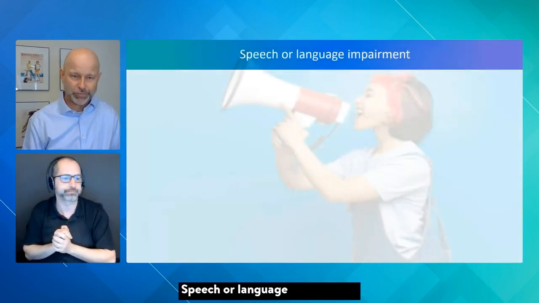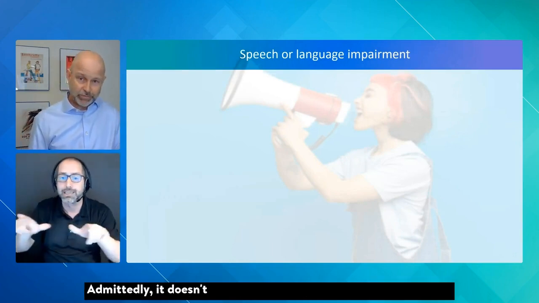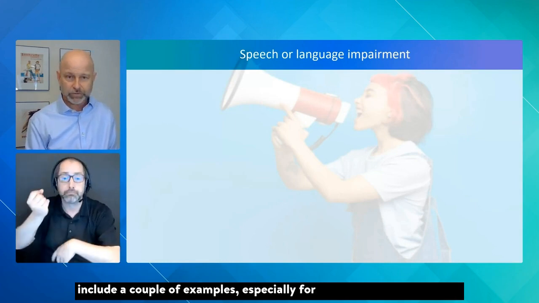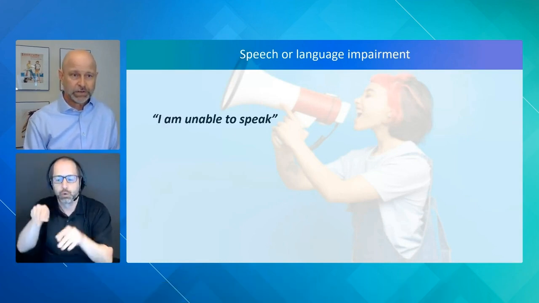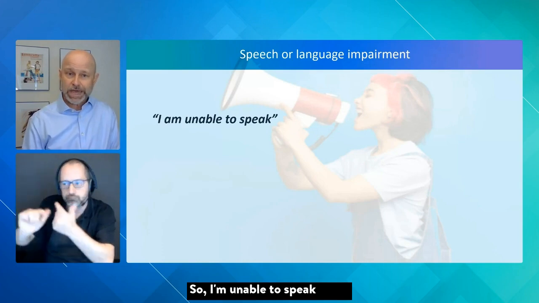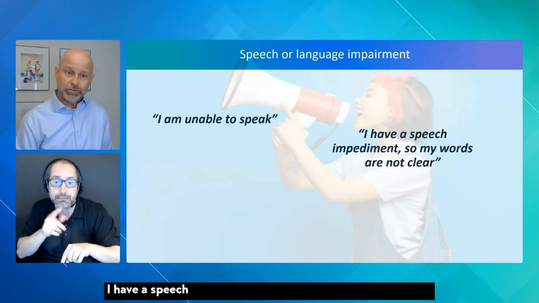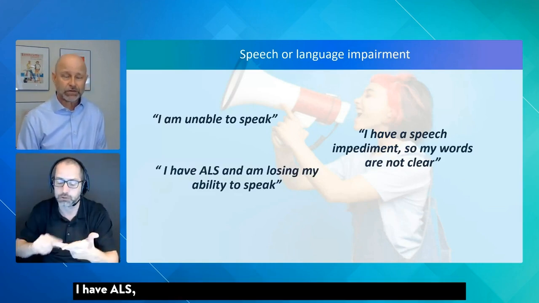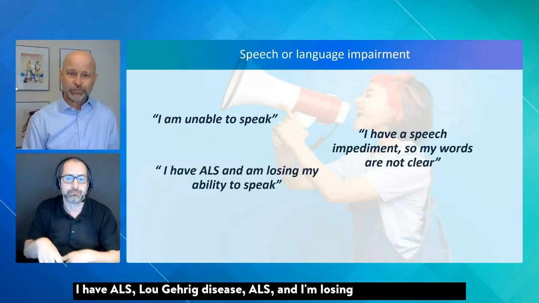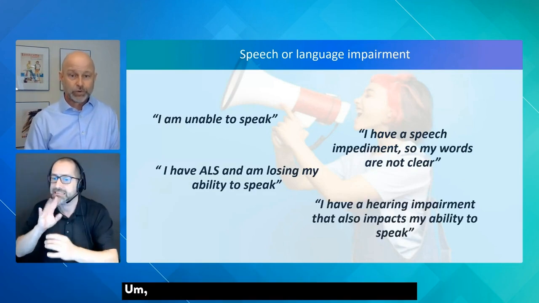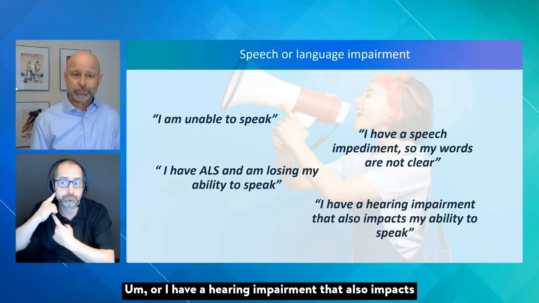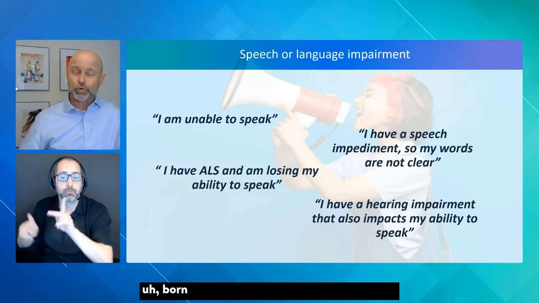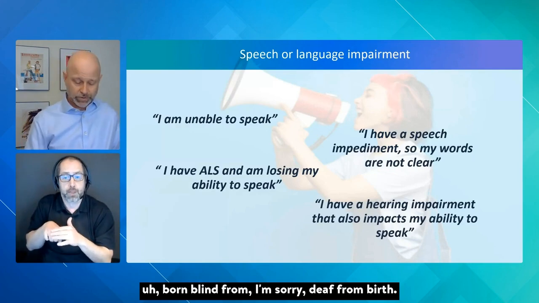All right, speech or language impairment. Admittedly, it doesn't impact software all that much, but I want to include a couple of examples, especially for our in-person interactions. So, unable to speak at all. I have a speech impediment, so my words are not very clear. I have ALS, Lou Gehrig's disease, and I'm losing my ability to speak. Or I have a hearing impairment that also impacts my ability to speak, especially people who are deaf from birth.